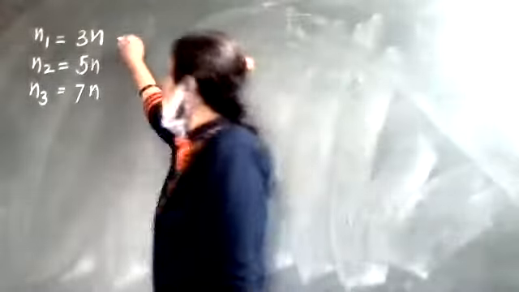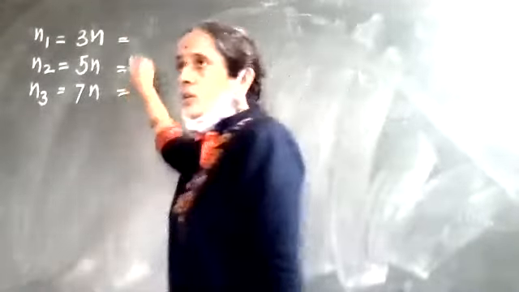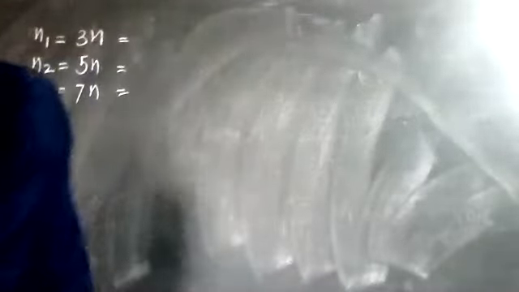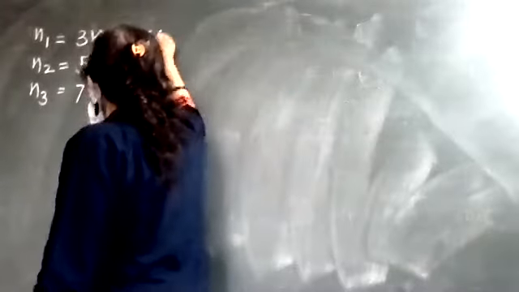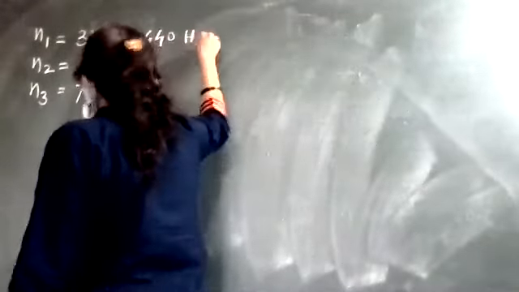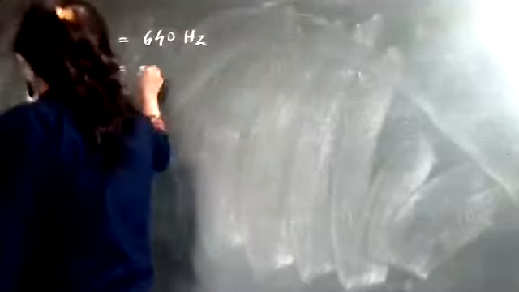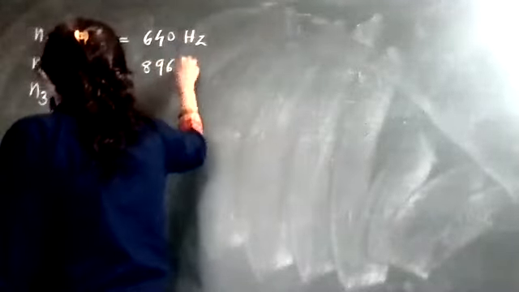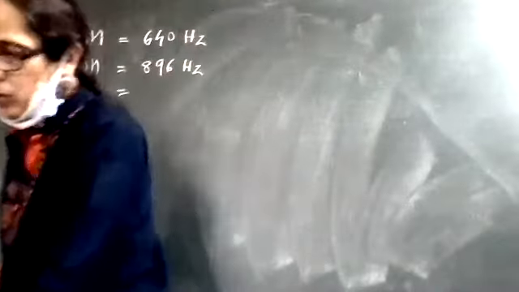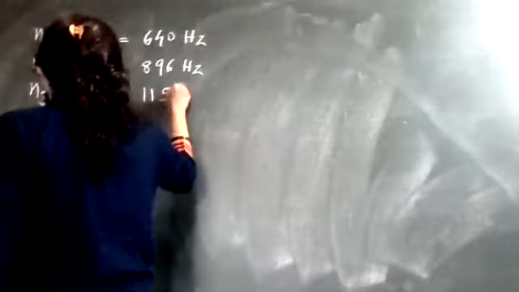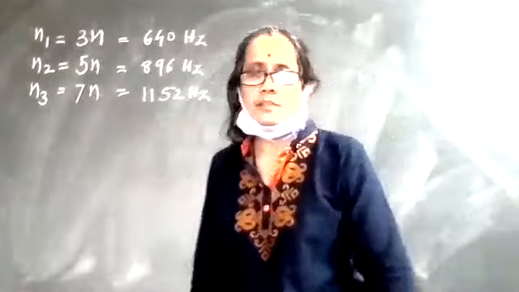And these values are given. Your first overtone frequency is given, which is 640 Hz. The second overtone frequency is given, which is 896 Hz. And the third overtone frequency is given, which is 1152 Hz. These frequencies are given, right?